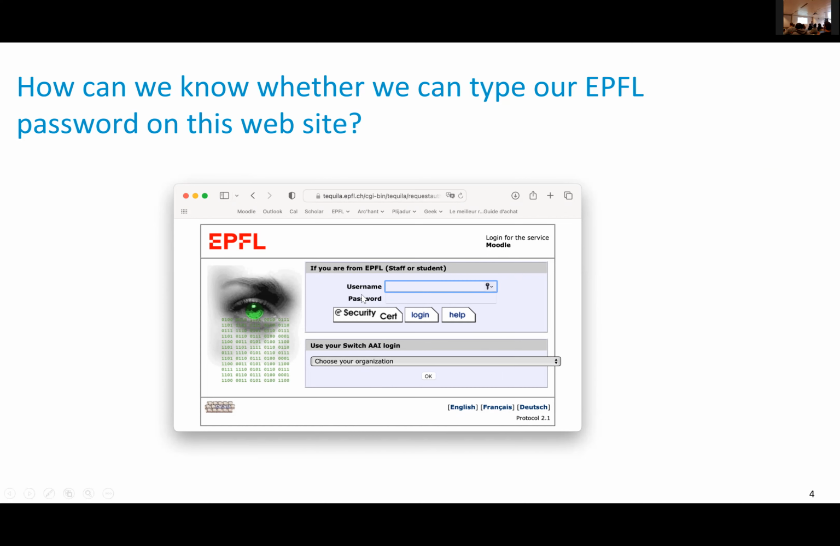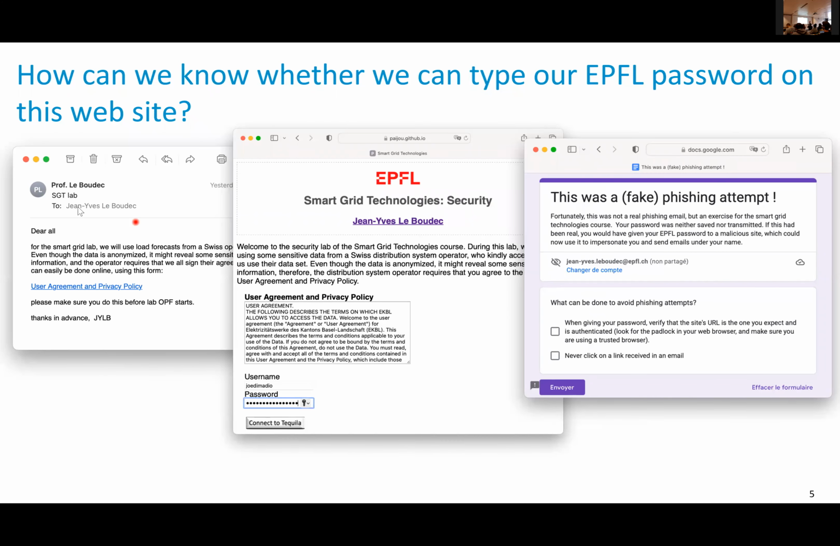Here's the mail you received, right? It pretended to be from me, but it was from a strange address on Gmail, saying you need to sign a user agreement and privacy policy for an electricity company. That does not exist, by the way. It was forged, this electricity company. And this is what you had to read and sign, putting your username and password. Fortunately, of course, that was all done by me, but it could have been done by anybody, because this is an email coming from Gmail.